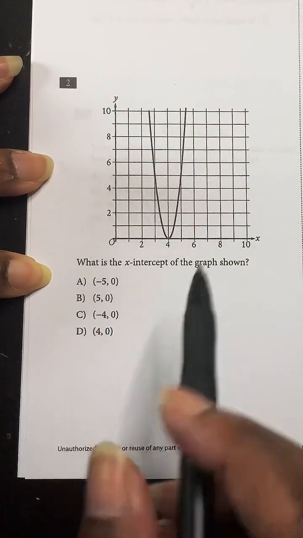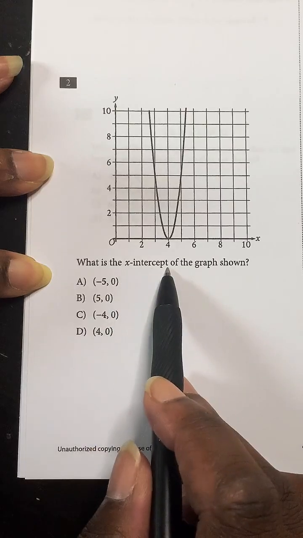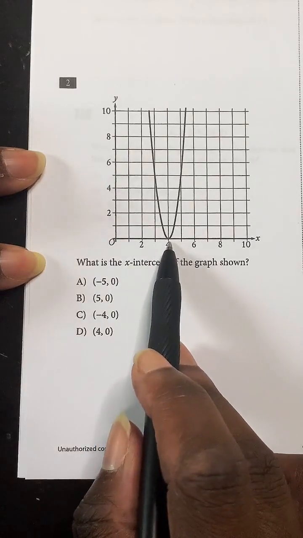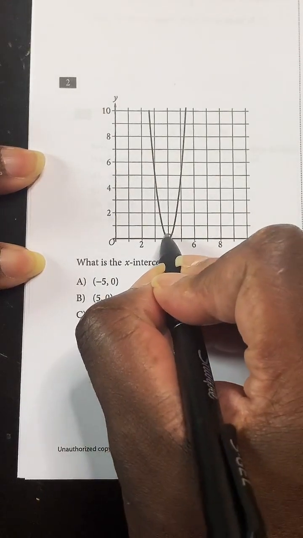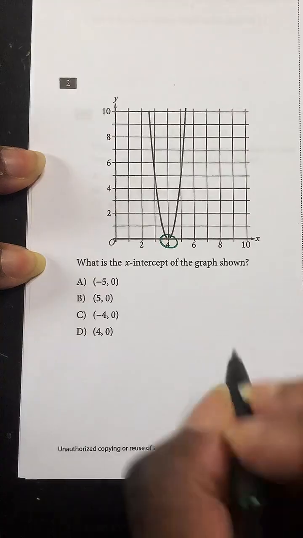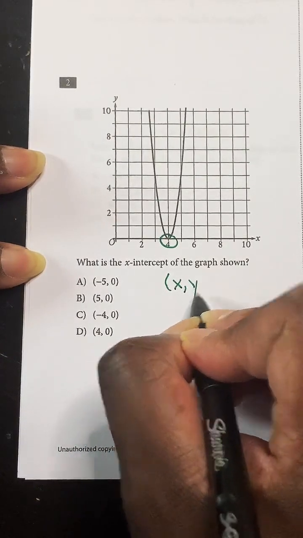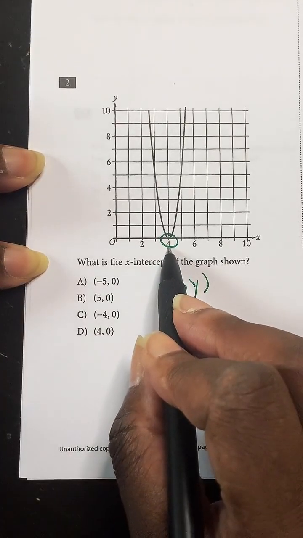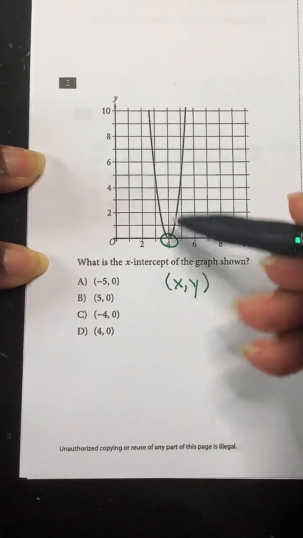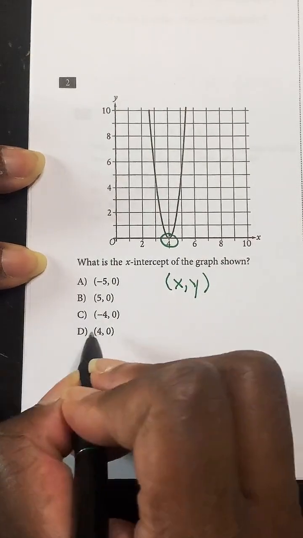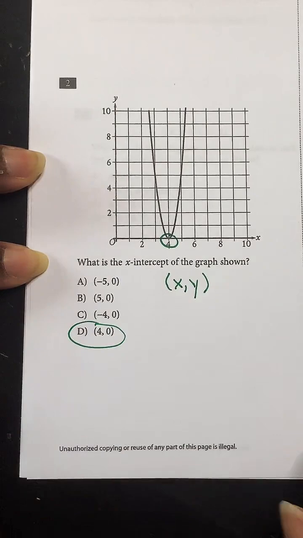Let's not be silly. So the x-intercept is where our graph is touching the x-axis, and it's touching it right here. Remember, when you're looking at ordered pairs, it's your x, then your y. My x value is 4, and since I'm not going up or down, my y value is 0. So the answer for this is D.